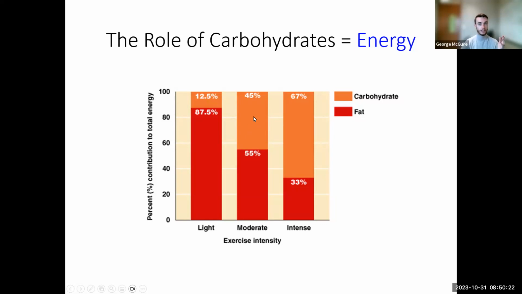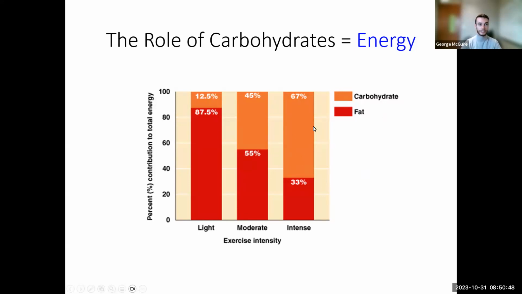Carbohydrates give 4 kilocalories per gram, fat gives 9. And so if 50% of the energy comes from carbs and 50% of the energy comes from fat, you need double the amount of grams of carbohydrates to match the amount of energy you're getting from fat. Okay, hopefully that makes sense. But the main point here is that the more intense the exercise gets, the more that our bodies will start to shift towards carbohydrates as their main energy source for that much quicker source of energy.